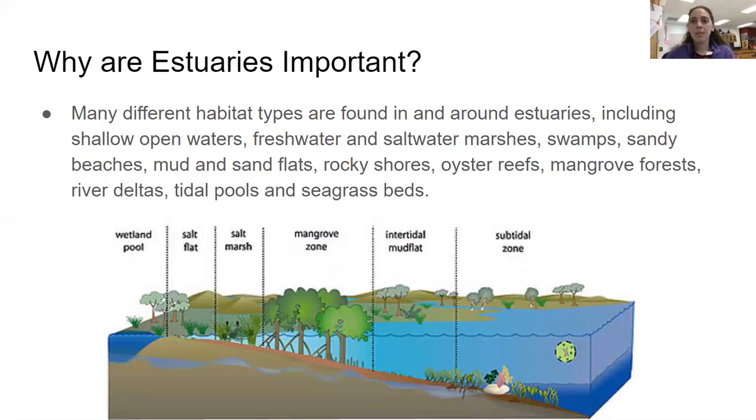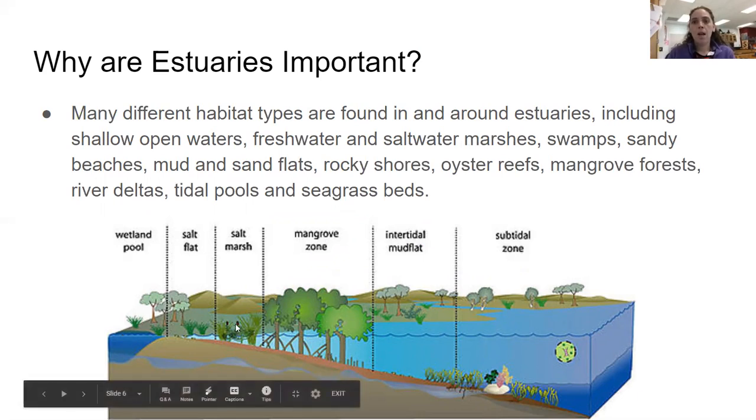Another reason why estuaries are important is because of their diversity. An estuary has a very broad definition. It's where a river meets the ocean, and we can find all sorts of different habitats there. Some are going to be more freshwater, like this wetland pool. Others are saltier, like our mangrove area, intertidal areas. Finding seagrass beds and oysters are going to have slightly higher salinity.